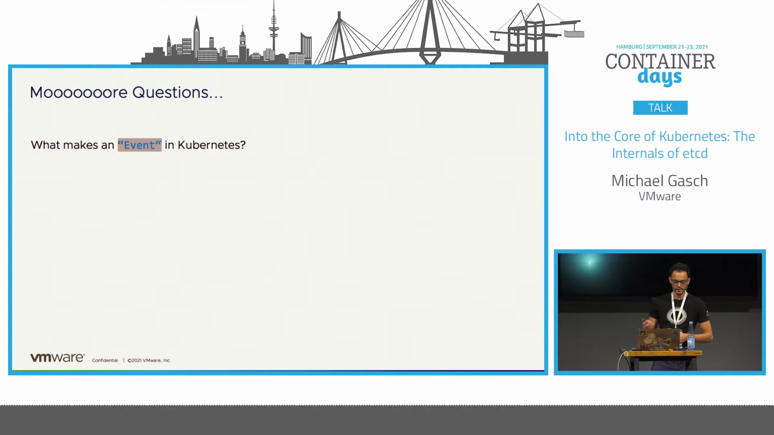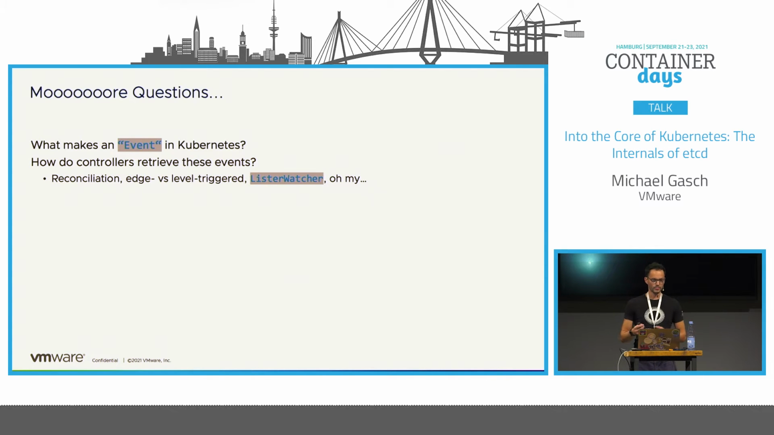So I got some questions here. What actually makes an event in Kubernetes? We talk a lot about events and event-driven systems, but if you do a kubectl get events, for example, that is something very different than what we mean when we talk about events in these controllers and operators in Kubernetes. The next question is, if they are so important, how do controllers retrieve these events so they can react to them? And this gets us into reconciliation.